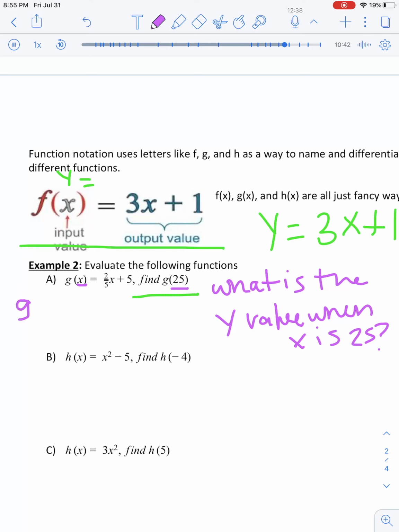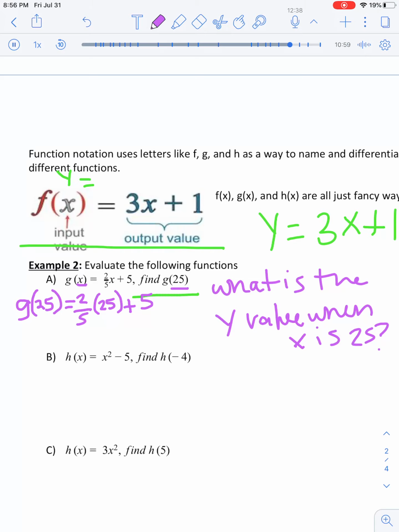So let me write this out and show you what that should look like. Okay, it should be g of 25 equals 2 over 5. And we're going to put in parentheses, instead of that x, we're going to put 25. Close the parentheses, and then plus 5.